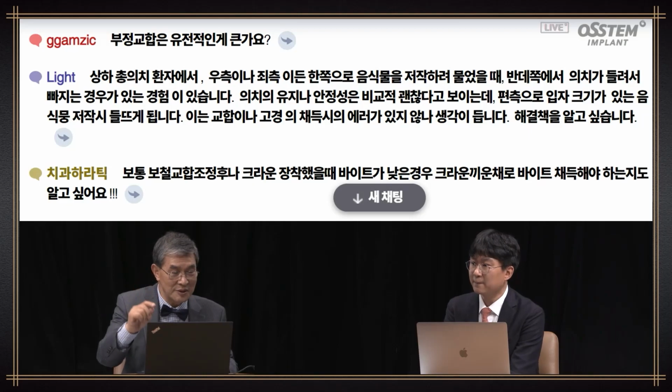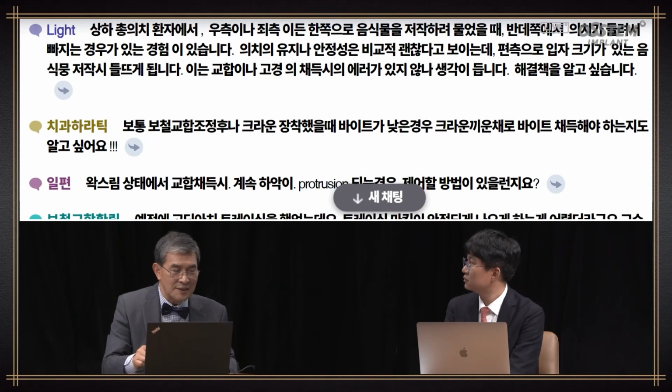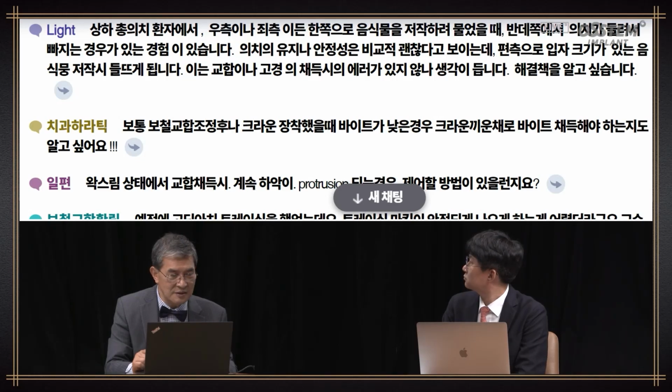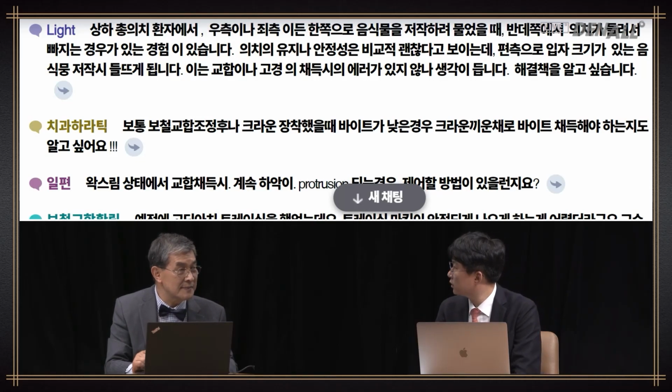Someone named Light asked the question. In a full mouth complete denture patient, when a patient is chewing on one side, either the right or the left side, the other side denture is lifted and gets lost. Retention and stability of the denture was okay, but if large particle food is chewed on one side, the other side is lifted. Maybe it is due to errors in the occlusion or vertical dimension. How can I resolve the problem?